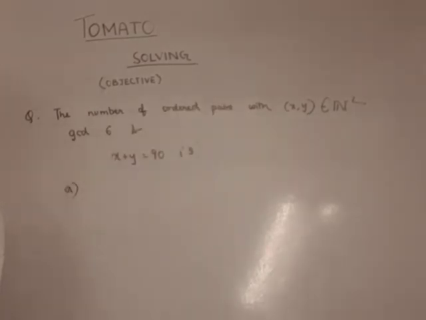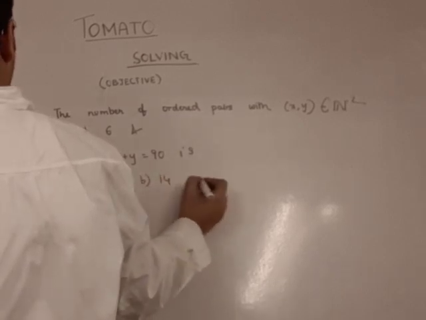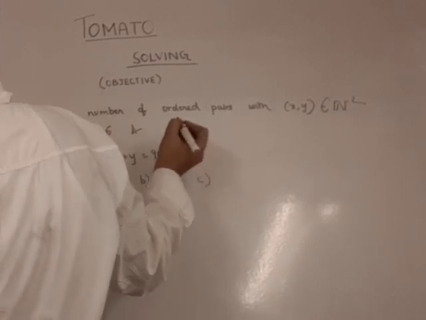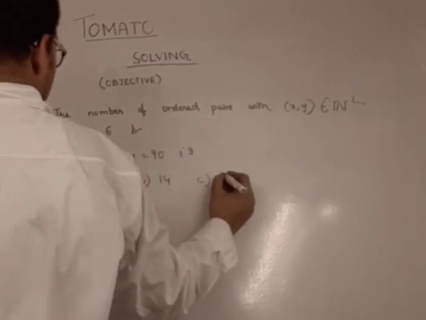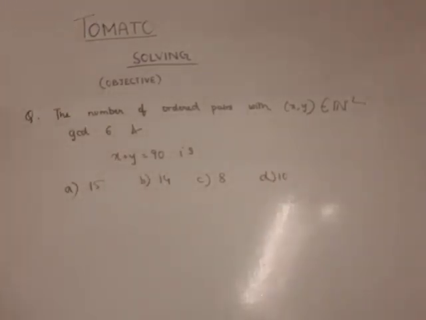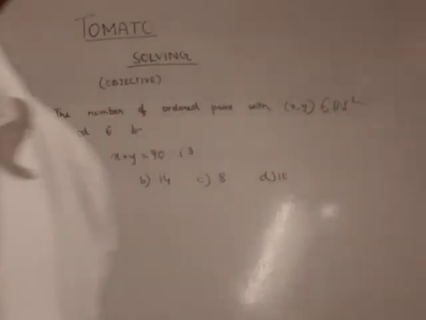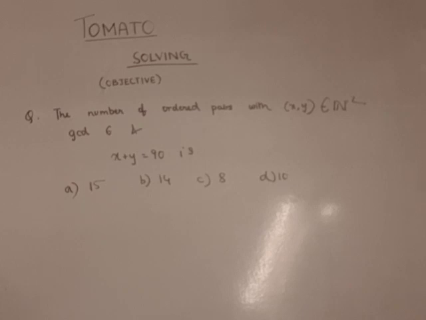The options, as given in the Tomato book, are: option A is 15, option B is 14, option C is 8 and option D is 10. So this is the question: the number of ordered pairs with x and y belonging to natural numbers, GCD 6 and x plus y equals 90 is 15, 14, 8 or 10. So again I try to give 2 minutes for this question. Just think and try solving this. If you cannot solve it, I am always there to solve it.